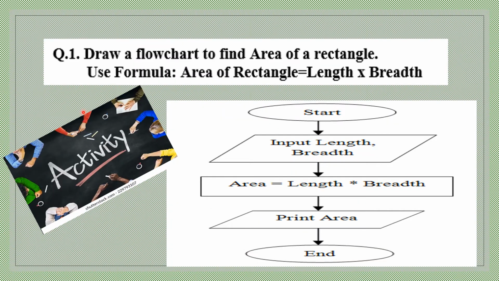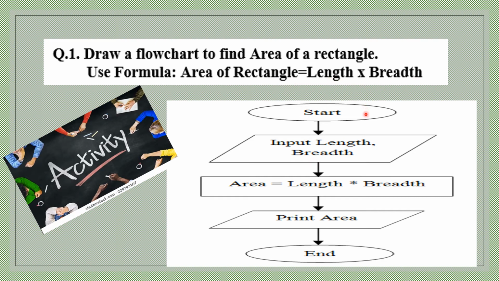Up next, this is your activity given in your flowchart. You have to complete this activity in your copies. Question number 1 is draw a flowchart to find area of a rectangle and formula is given. Area of the rectangle can be found out by length multiplied by breadth.